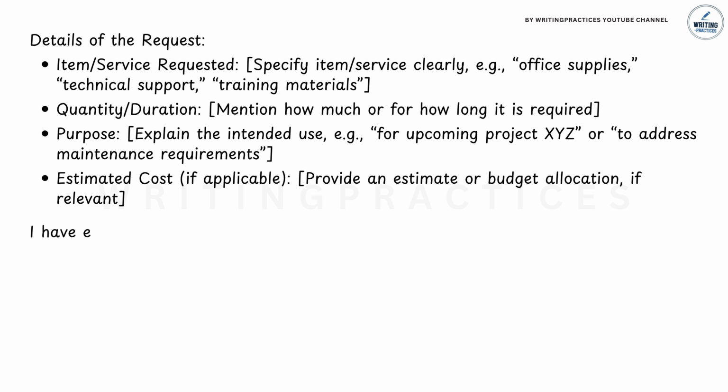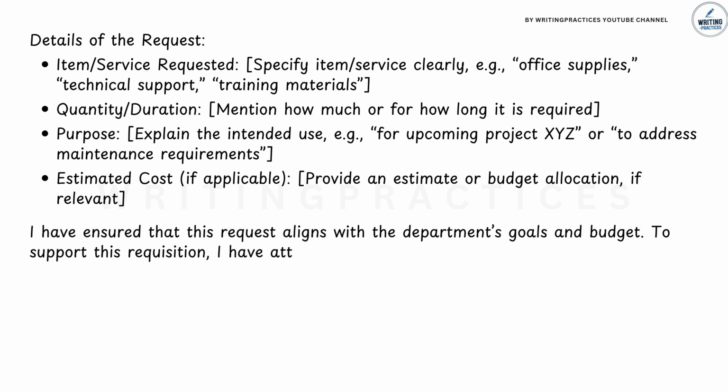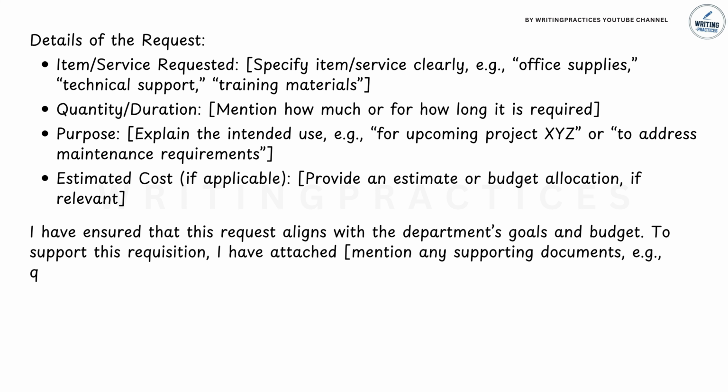Alignment with goals and budget. After detailing your request, it's helpful to explain how it aligns with your department's goals or budget. For instance, I have ensured that this request aligns with our department's goals of enhancing employee skills and staying within our allocated budget for training resources. This reassures the recipient that your request is both reasonable and well considered, making it easier to approve.